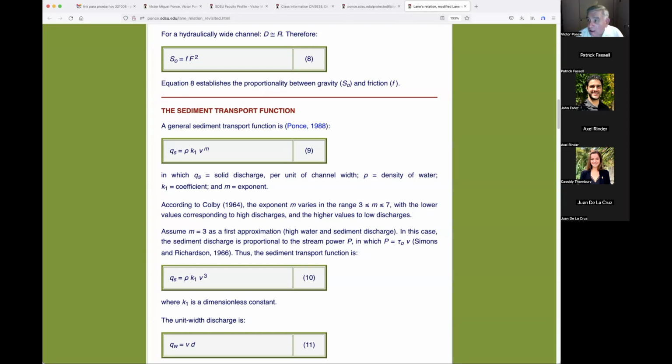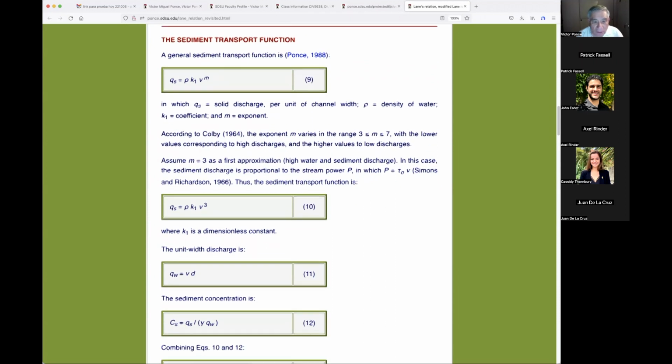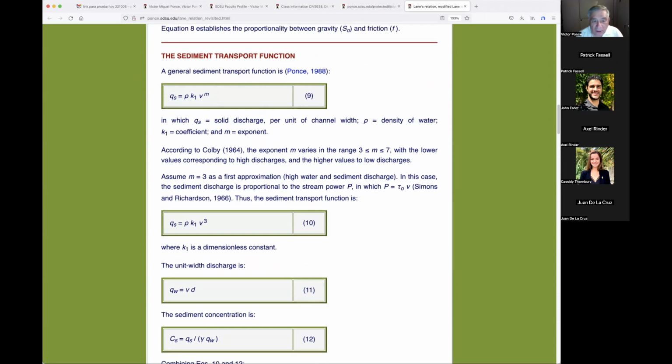Einstein did not have the practitioners in mind. Excuse me for saying that, Professor Einstein, but Colby did. He had the practitioners in mind. He was working with the USGS. Those people are practical. Okay, so according to Colby, this is the formula, equation 9.